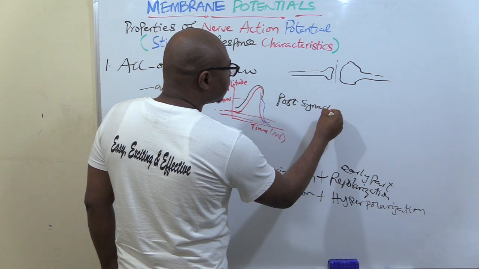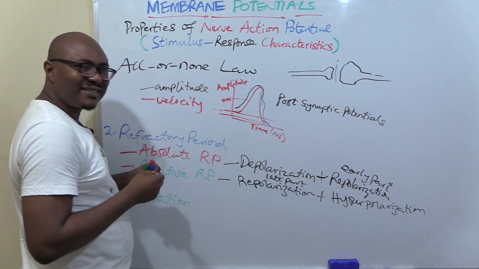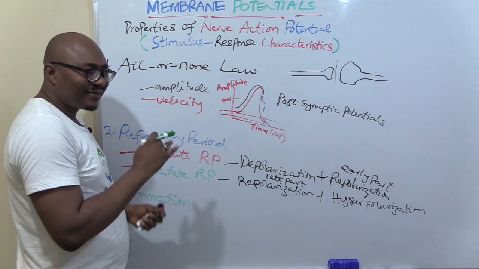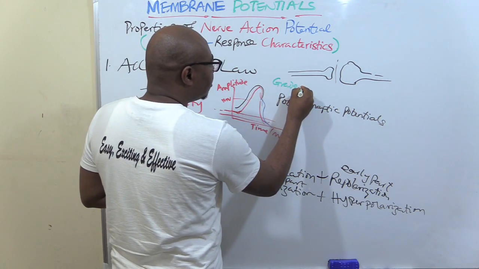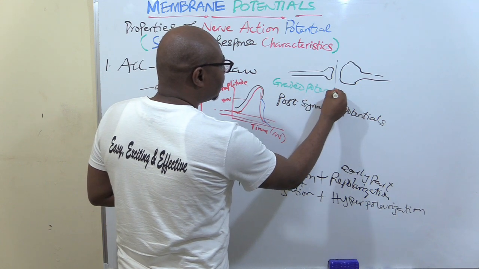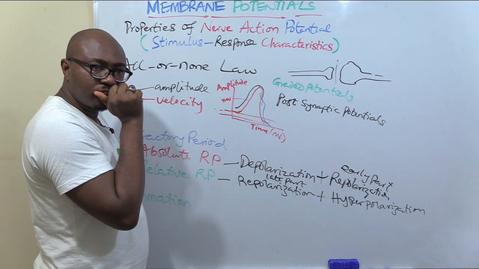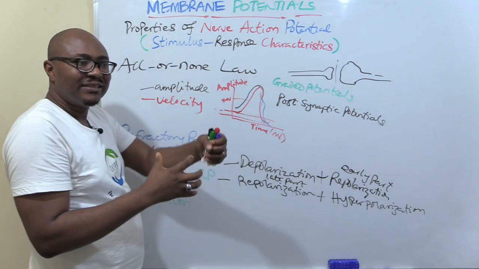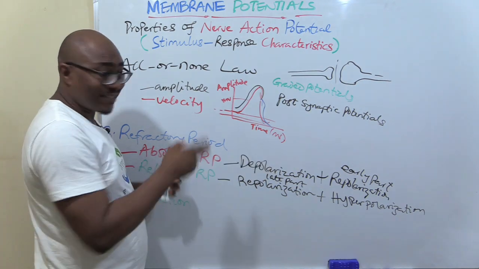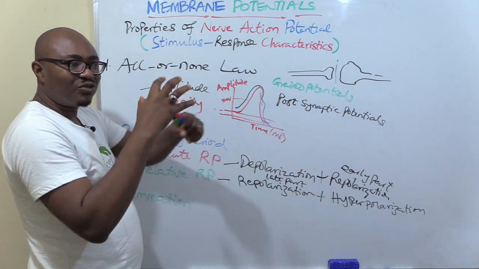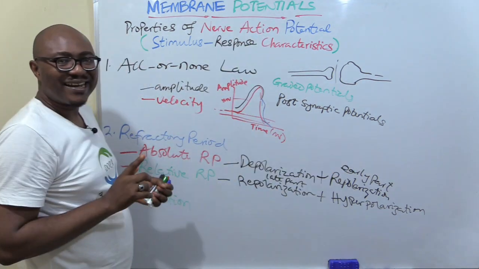postsynaptic potentials. What this is actually talking about is that there are potentials known as graded potentials, in the sense that they are not up to threshold, but when you add several subthreshold potentials, an example is this postsynaptic potential, when you add them together, they are now big enough to reach threshold and now cause an action potential.